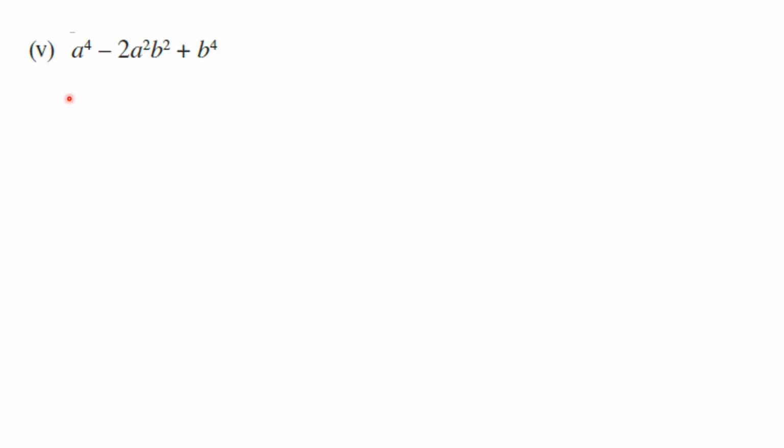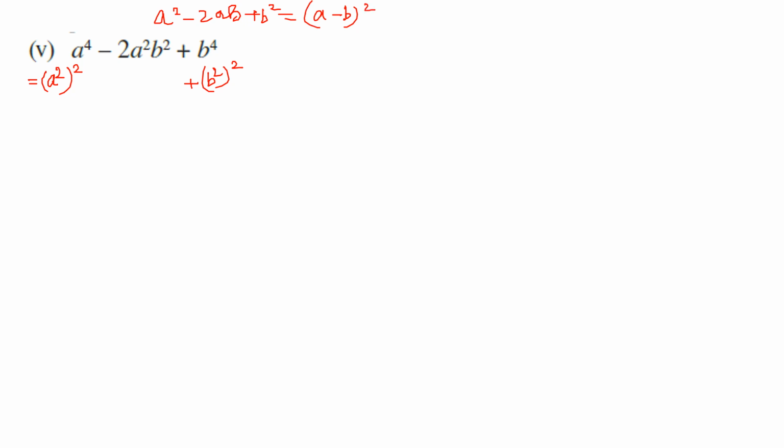Now in question number 5, a to the power 4 minus 2a square b square plus b raised to the power 4. So here if you can see this first term a to the power 4, I can write it as a square whole square, and the last term I can write it as b square whole square. Now here it is minus 2a square b square. So I am going to use the identity a square minus 2ab plus b square. I'm just trying to see whether this identity will fit over here or not. Then directly I can write a minus b whole square.